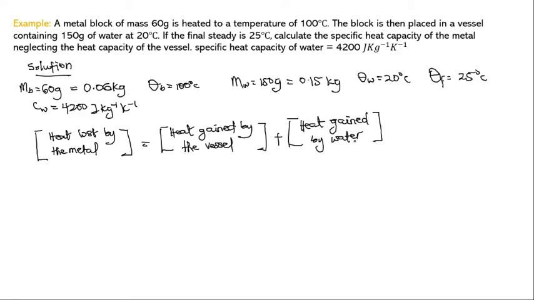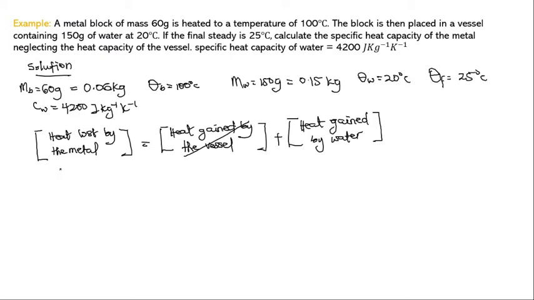So it means the heat that the metal ball has lost when it was transferred into the vessel containing the water is equal to the heat gained by that vessel and then the water within the vessel. Now the question is telling us to neglect the heat capacity of the vessel. So it means the entire heat gain by the vessel we are assuming is negligible. So in this case, this will be crossed out. So the heat lost by the metal is equal to the heat gained by the water.